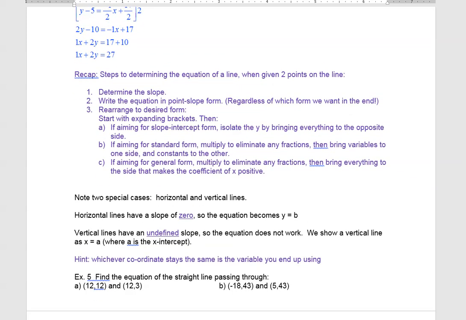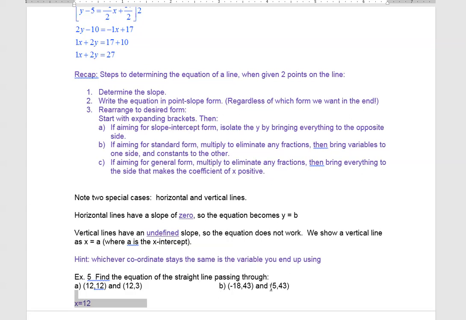So if we look at example 5, we have a point 12, 12 and 12, 3. The variable that stays the same is the 12. And both of those are in the x point. So that equation is going to end up being x equals that constant, 12.